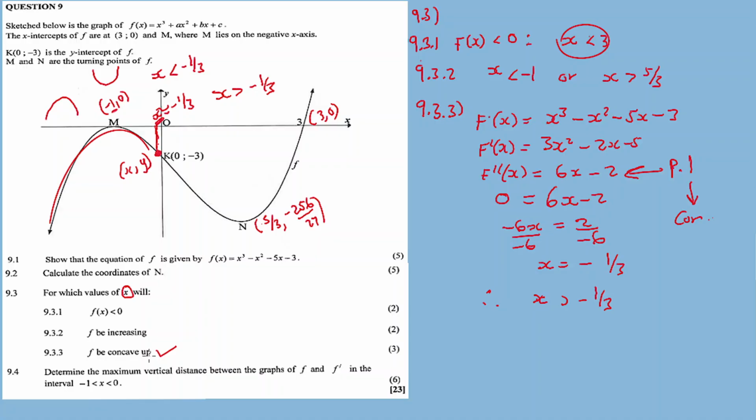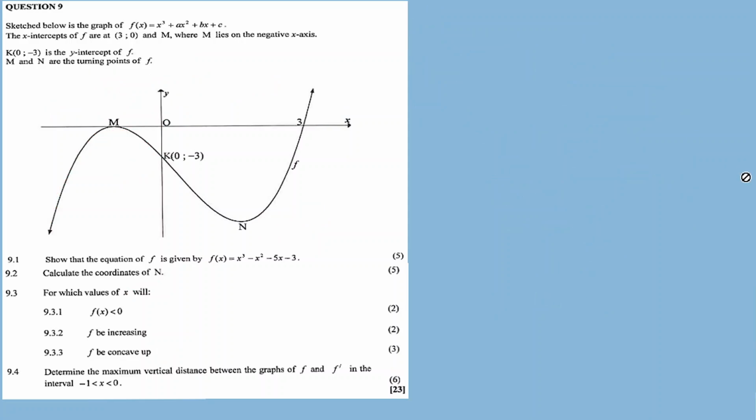9.4, determine the maximum vertical distance between the graphs of f and f prime in the interval where x is between -1 and 0. Again, I have to erase so that we can answer the last question, 9.4.